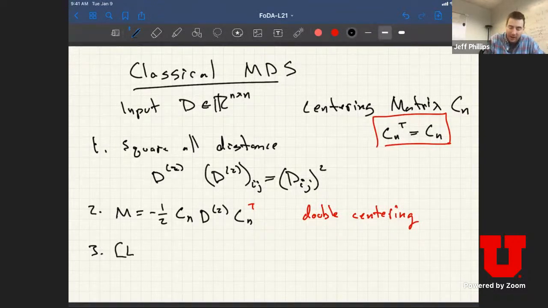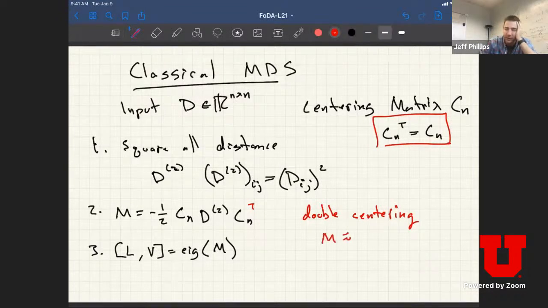So I'm going to get the eigenvalues and eigenvectors from the eigen decomposition of M. Okay, so a hint of what's going on here is that M is going to approximately look like an A tilde A tilde transpose. So it's going to look kind of like a transpose after we've done this double centering.